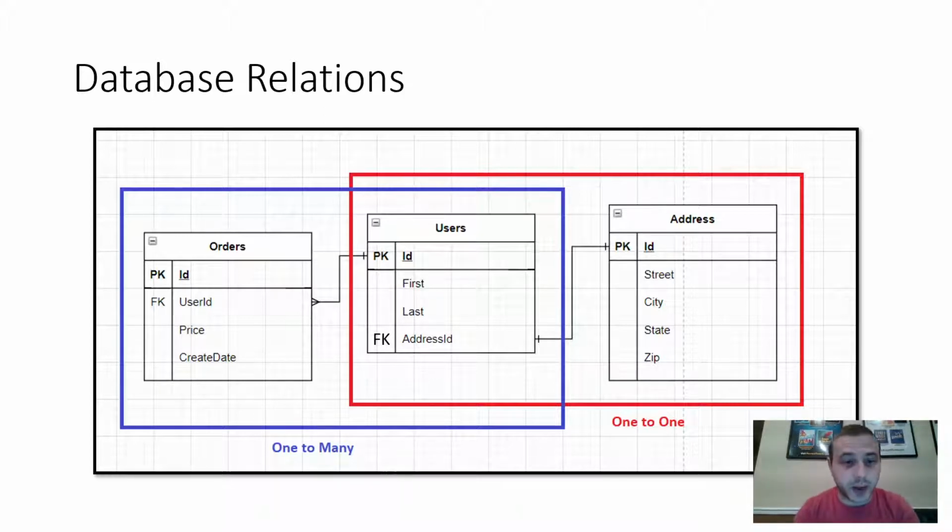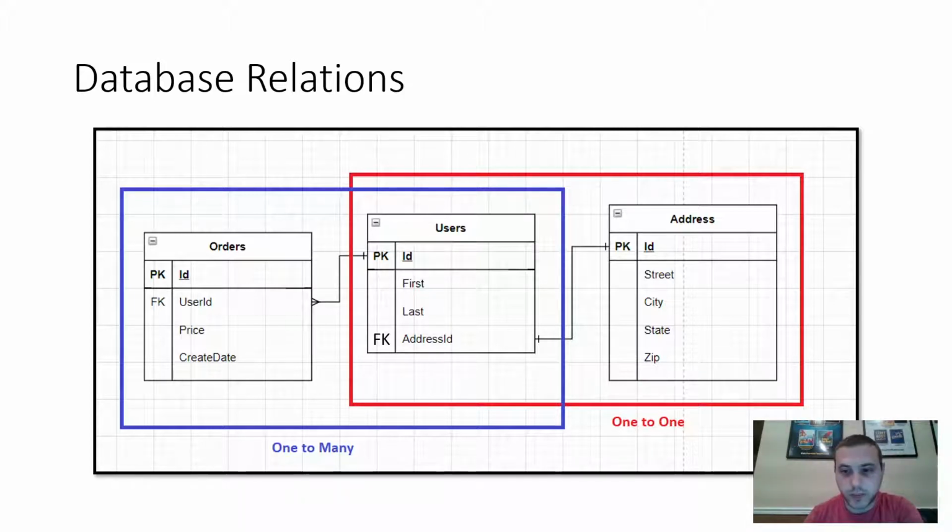And then in the blue box is one-to-many. So here you can see that there's only one user, right? But that one user can have multiple orders associated to him. Whenever an order is created, that order has to be associated to a user, and thus there can be multiple orders with the same user.